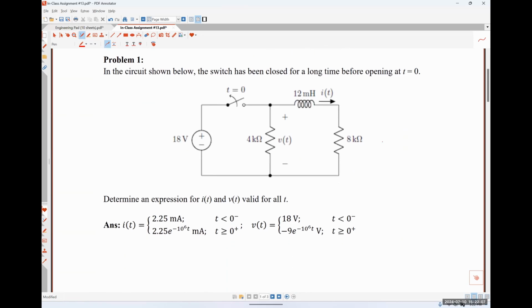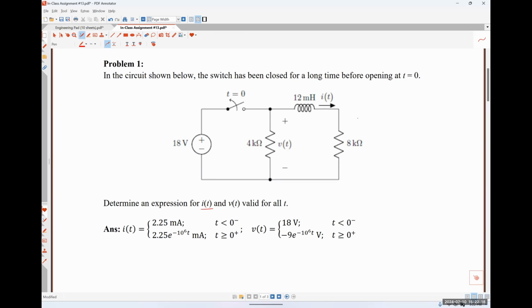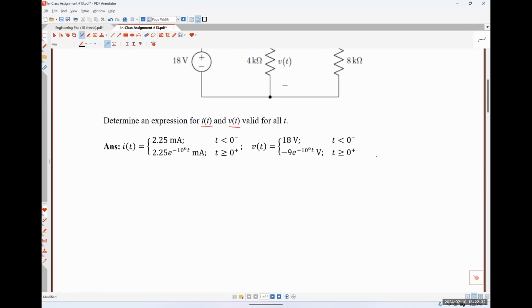So in this particular problem, we are asked to find our current I of t, which happens to be the inductor current, and we're also asked to find this voltage V of t, which is the voltage drop across the 4 kilo ohm resistor, positive polarity on top. Okay, so applying our 5-step process, we're going to analyze our circuit.